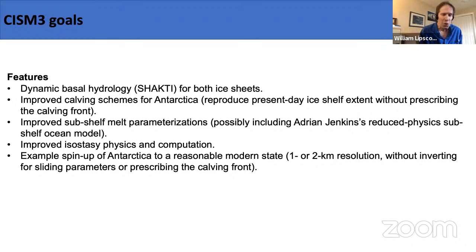And one of the goals we have as we undertake these physics improvements is to be able to spin up Antarctica to a reasonable modern state, as we showed we could do for Greenland with the CESM 2.1 description paper that came out a couple of years ago. We would like to have a reasonable Antarctic state using new physics schemes and prescribing as little as possible at a resolution of perhaps 2 kilometers or maybe even 1 kilometer without having to rely as much on inversion. For example, inverting for basal friction parameters in every grounded grid cell.